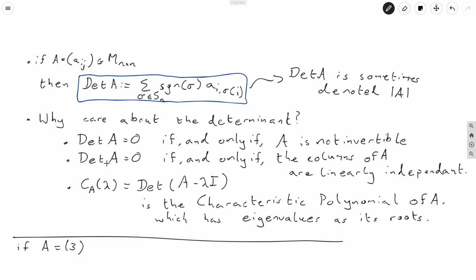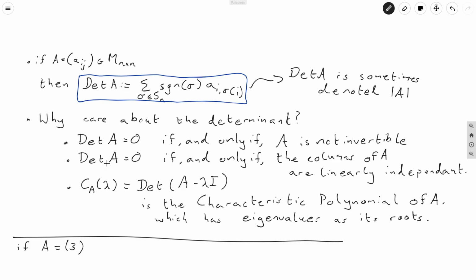If this seems a bit scary, don't worry, we won't be working with this. This is the technical definition, but isn't really the easiest way to go about computing it. And just as a side note, we sometimes denote the determinant of A, which we write as det A, as just A with two bars around each side of it.